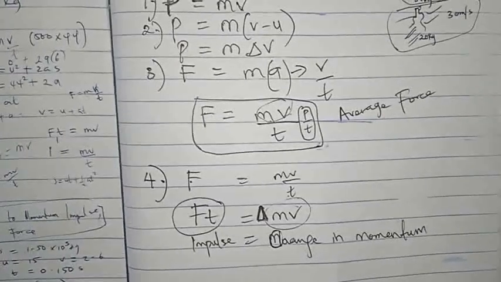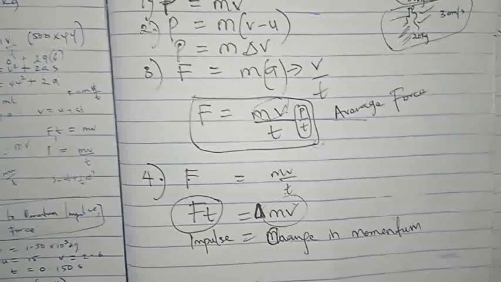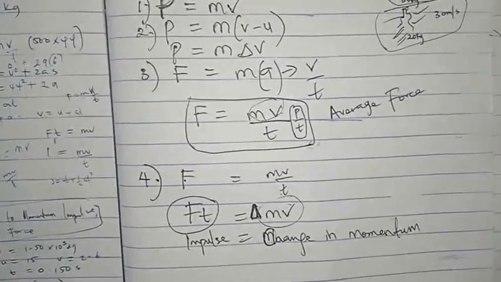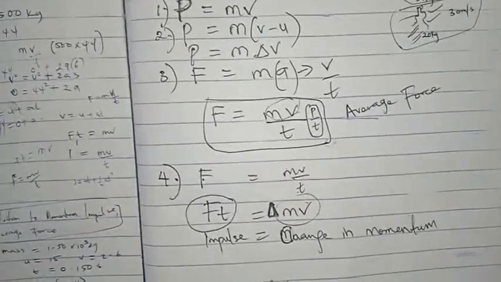Remember that we've not started doing conservation of momentum, when we say that momentum is conserved when collision occurs, where we start doing Newton's laws. So we are focusing on just momentum, linear momentum. And these are the four formulas you need to note.